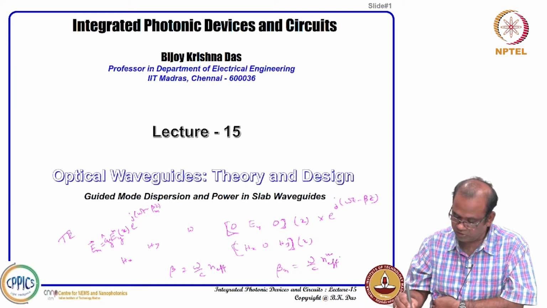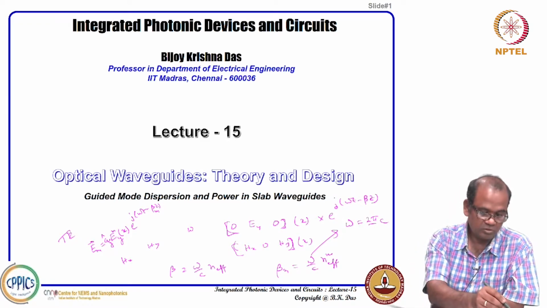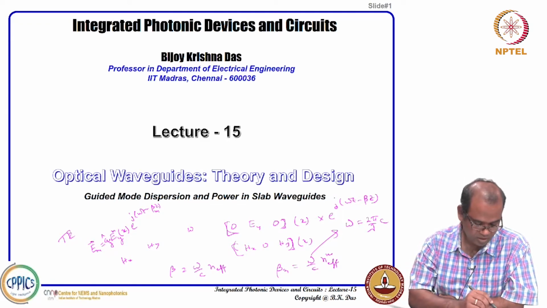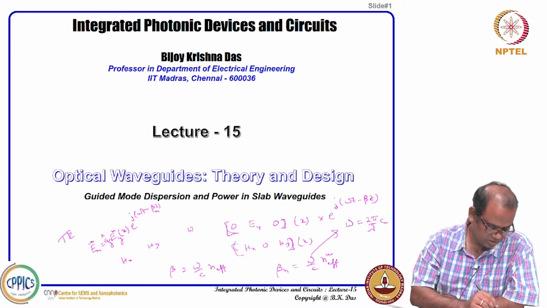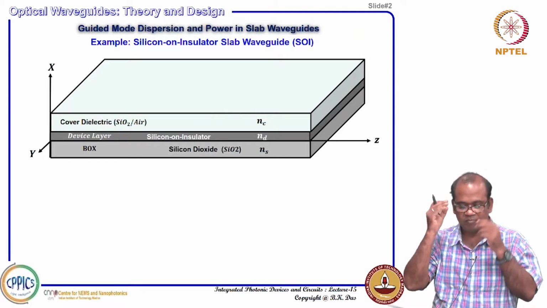All of this we discussed is a function of a given frequency, omega equal to 2 pi c by lambda. So we will just be following that. If the frequency is changed, then what happens?